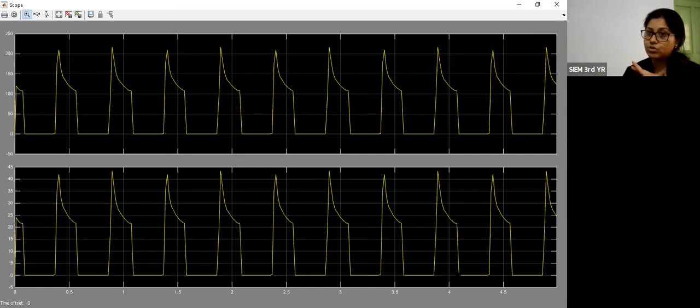So the parameter value should be the source voltage. Please write down the parameter value. The parameter value is the source voltage 210 volt. Okay, so the 210 volt AC source and the frequency is the standard frequency, that is 50 hertz we are choosing.